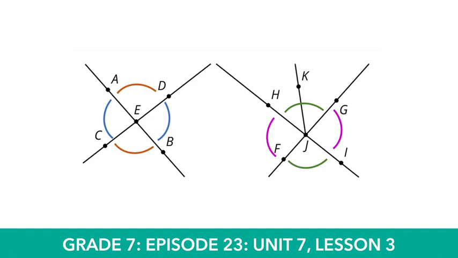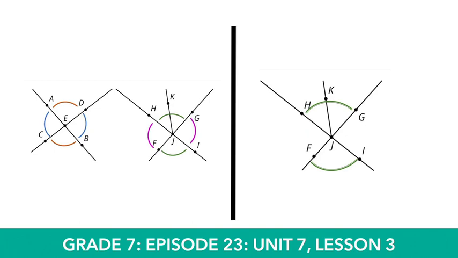Remember, vertical angles are formed when two lines intersect and form four angles. In the second example here, the segment through K and J doesn't go all the way through to form more angles, so there are no vertical angles formed. The tricky part is seeing that angle HJG and angle FJI are vertical angles, even though the extra segment through K makes it look more complicated.